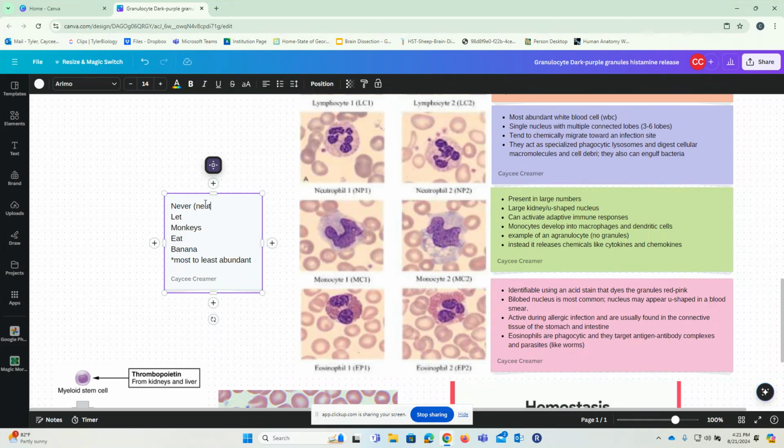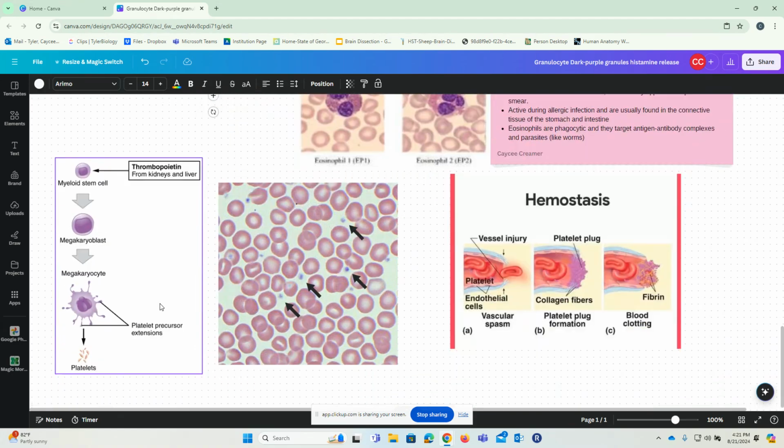So neutrophils are the most abundant, and basophils are the least abundant, with lymphocytes, monocytes, and eosinophils being in between. So that's one way to remember which one's the most abundant, which one's the least. All right, and last but not least, we don't want to forget the platelets.